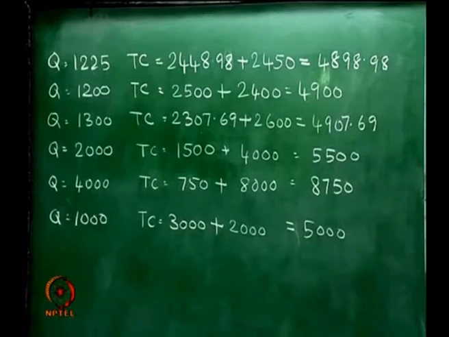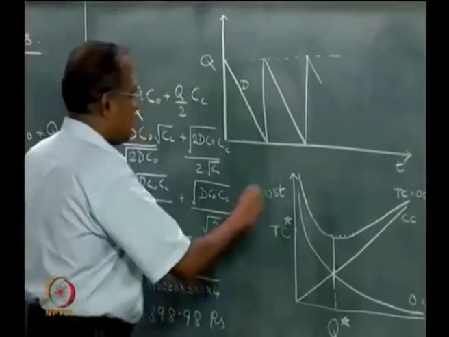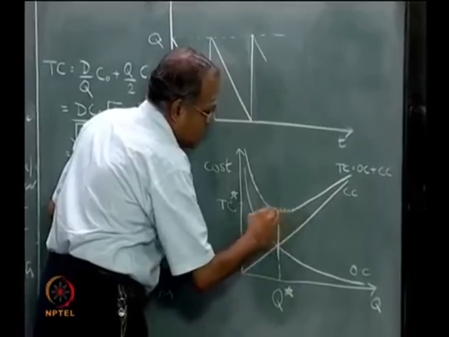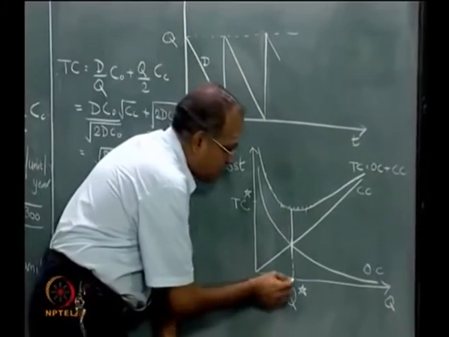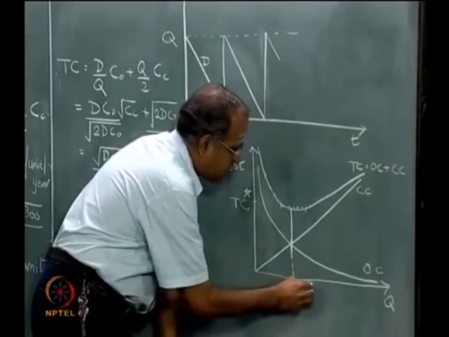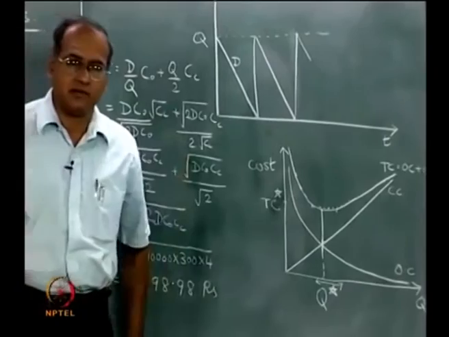giving us a 0.16% increase in the total cost, which also shows that the total cost curve is kind of flat near the optimum, which is what we have tried to show here. It is quite flat at this zone. So, even if you play around with Q roughly in this area, the TC does not increase very significantly.